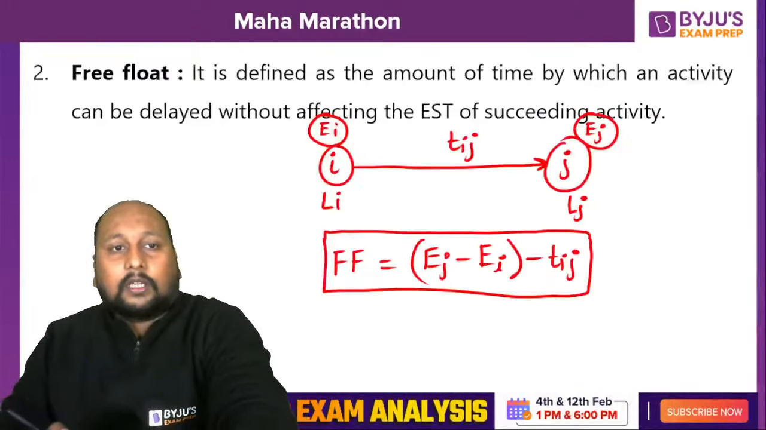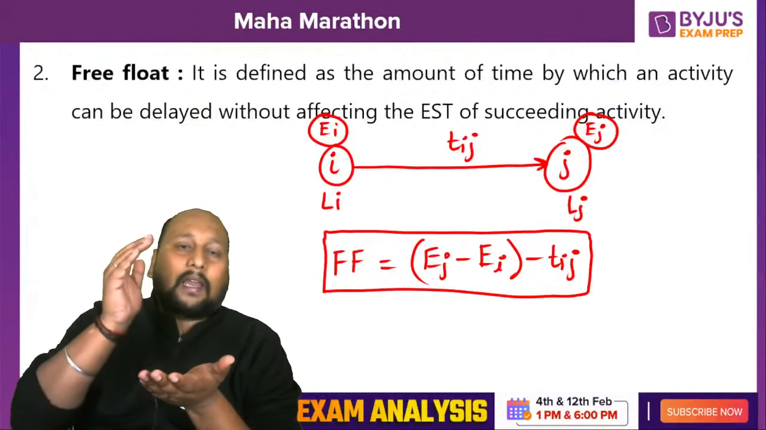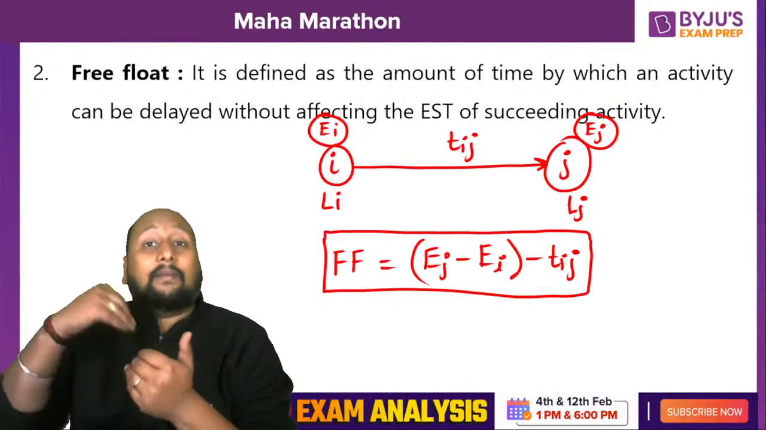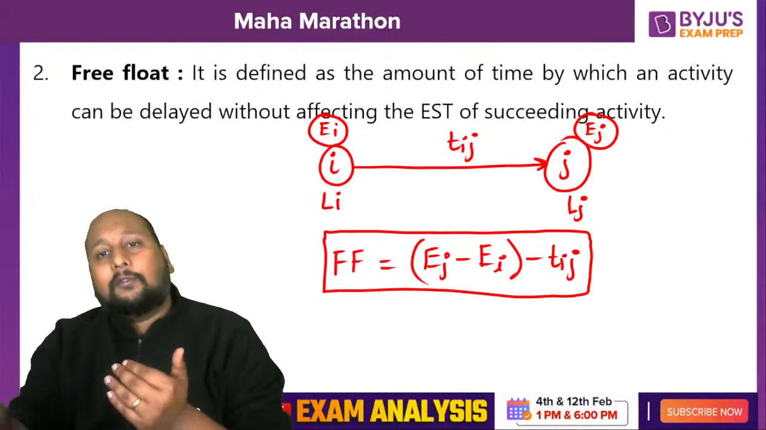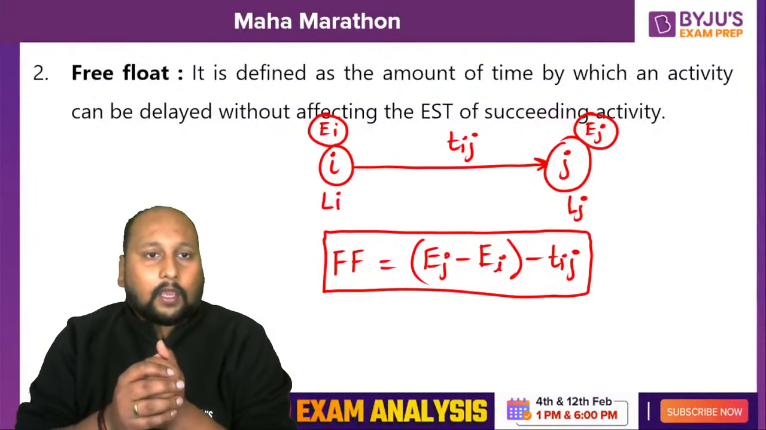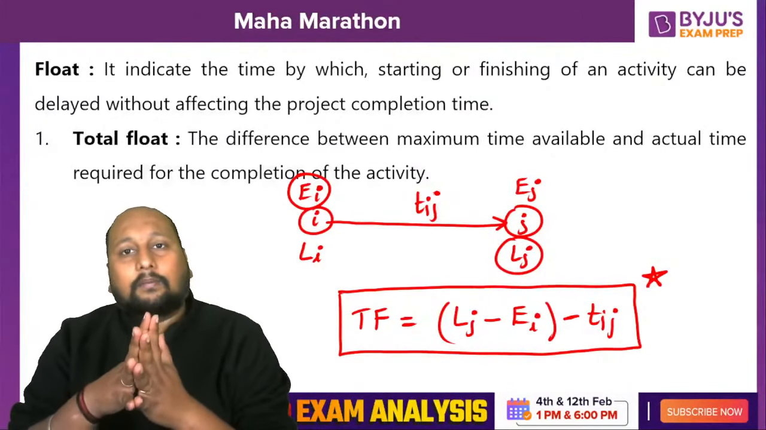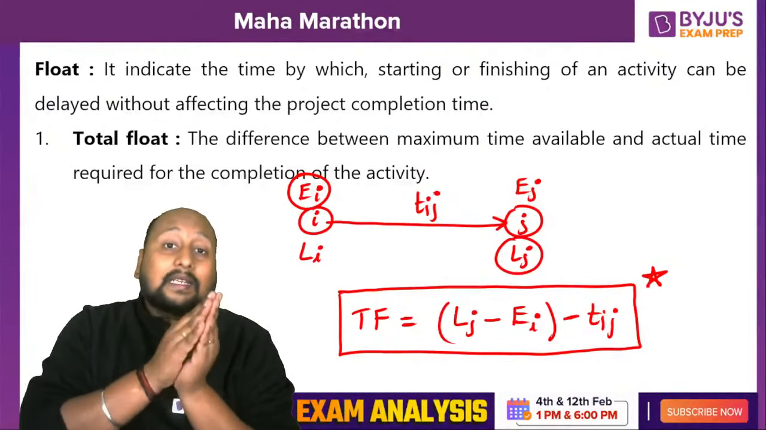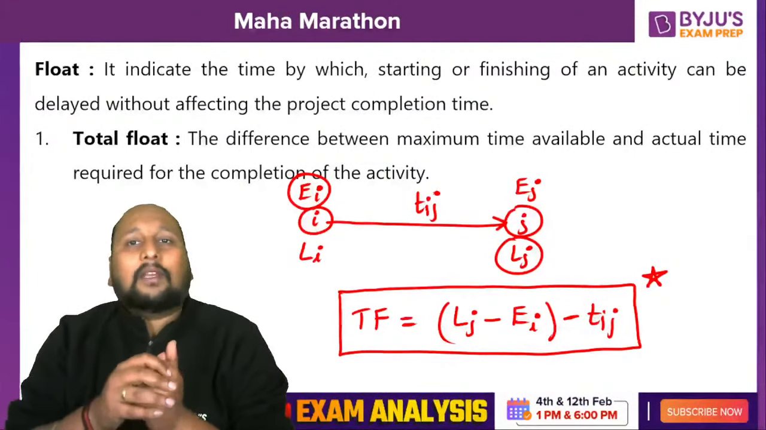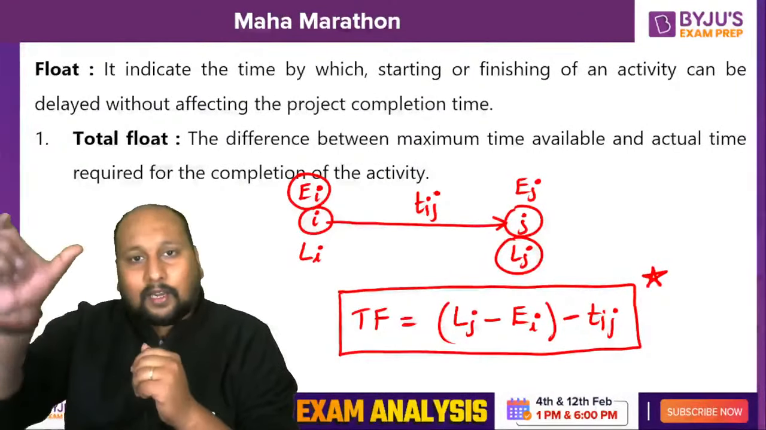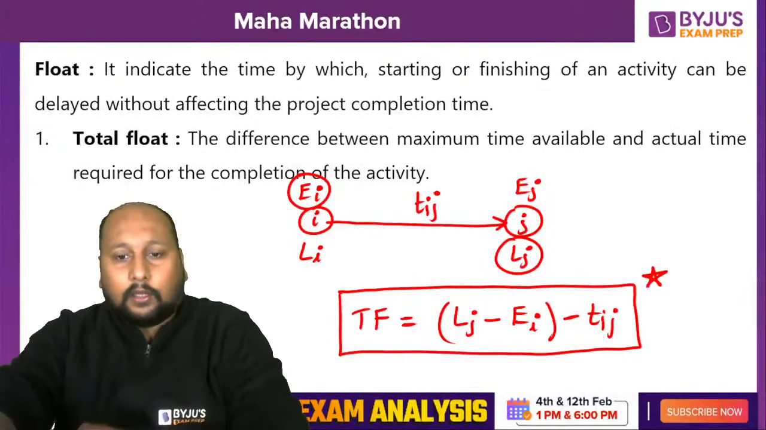If I talk about the free float, it is basically by how much duration an activity can be delayed so that its succeeding activity is not being hampered. Okay, and if I talk about total float, what is total float? It's the duration by which an activity can be delayed such that the project completion time is not being hampered. Okay, three very important discussions of the floats.